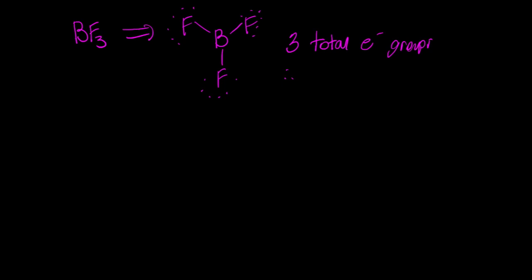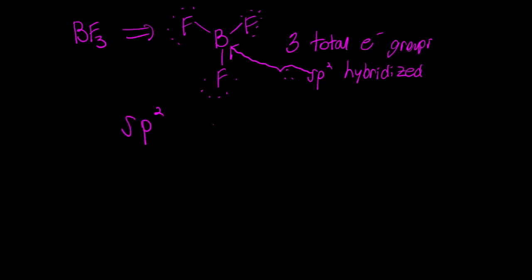So therefore, we would label it as sp² hybridized. Okay? This boron atom is sp² hybridized. Now, how do you remember this? How do you memorize this?